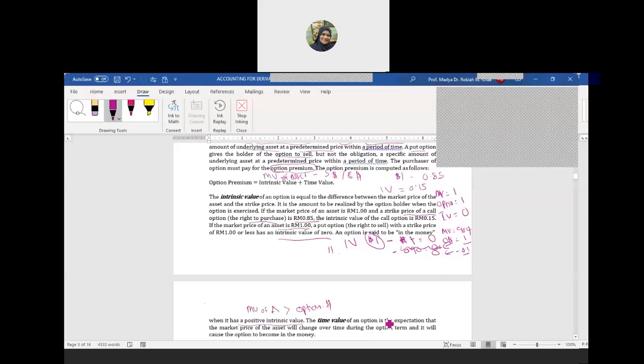The time value of an option is the expectation that the market value of the asset will change over time during the option term, and that this will cause the option to become in the money. So normally the time value is given.